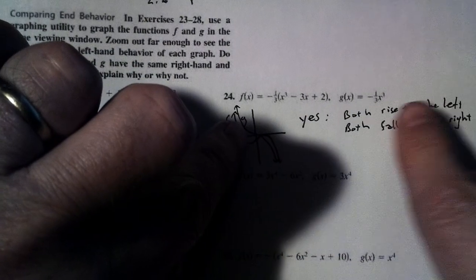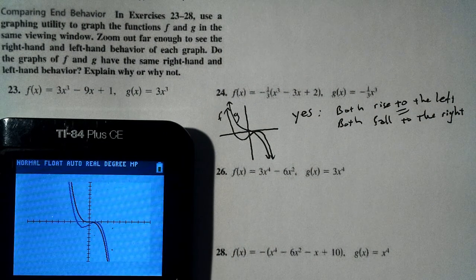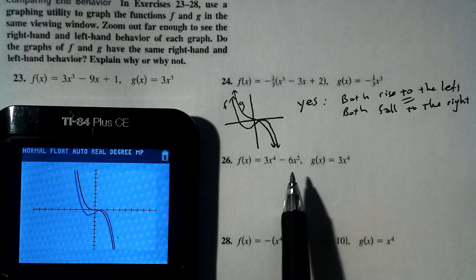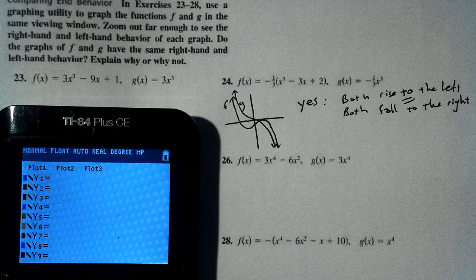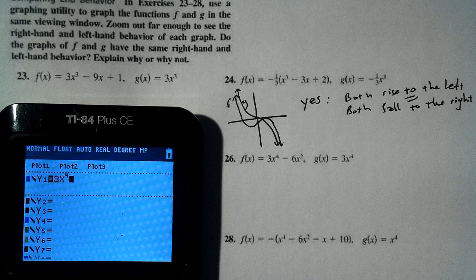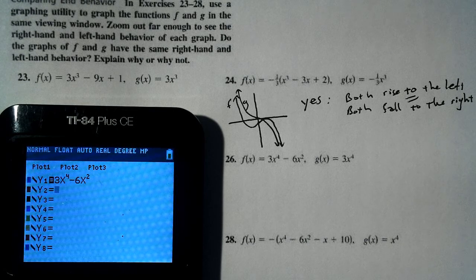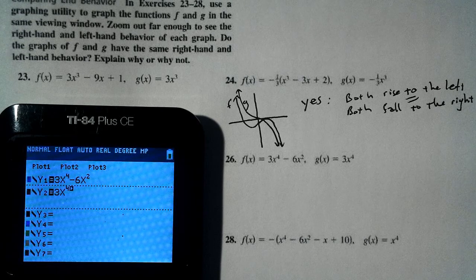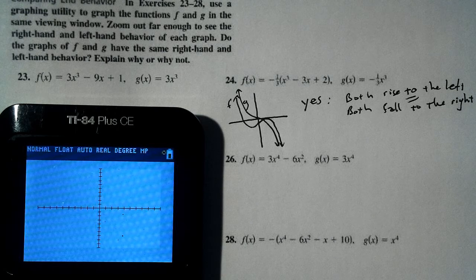What's happening as we move to the right, what's happening as we move to the left with the graph. Okay, now I suspect we know the answer to that for this problem, but let's go ahead. Y equals, clear these guys. We got 3x to the caret 4 minus 6x squared and just 3x caret 4. Double check on those. Those look good, and let's try that in Zoom standard.